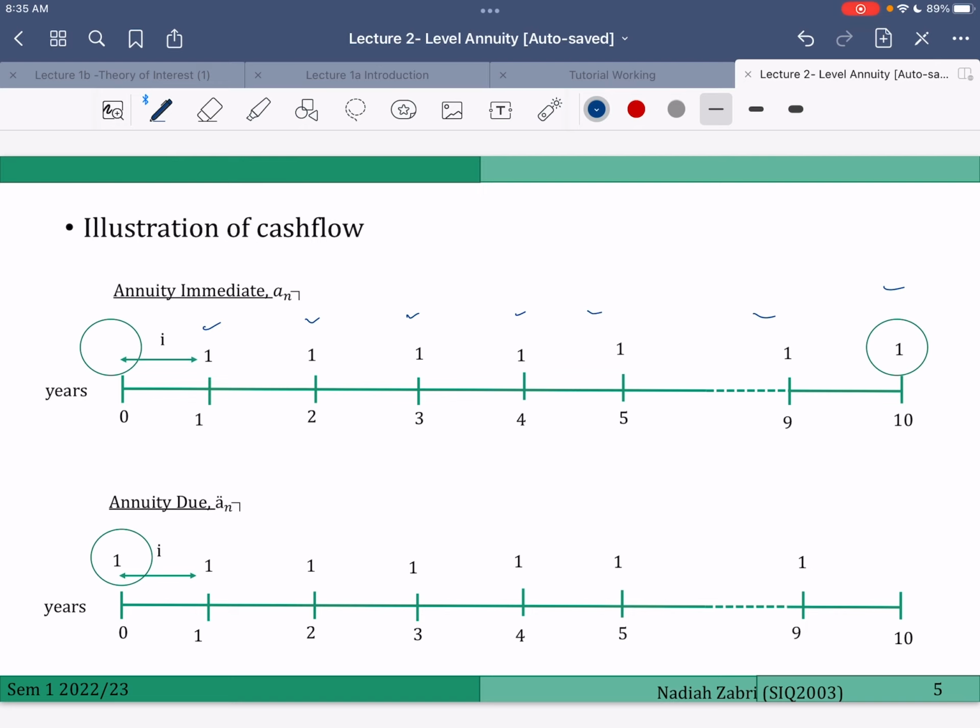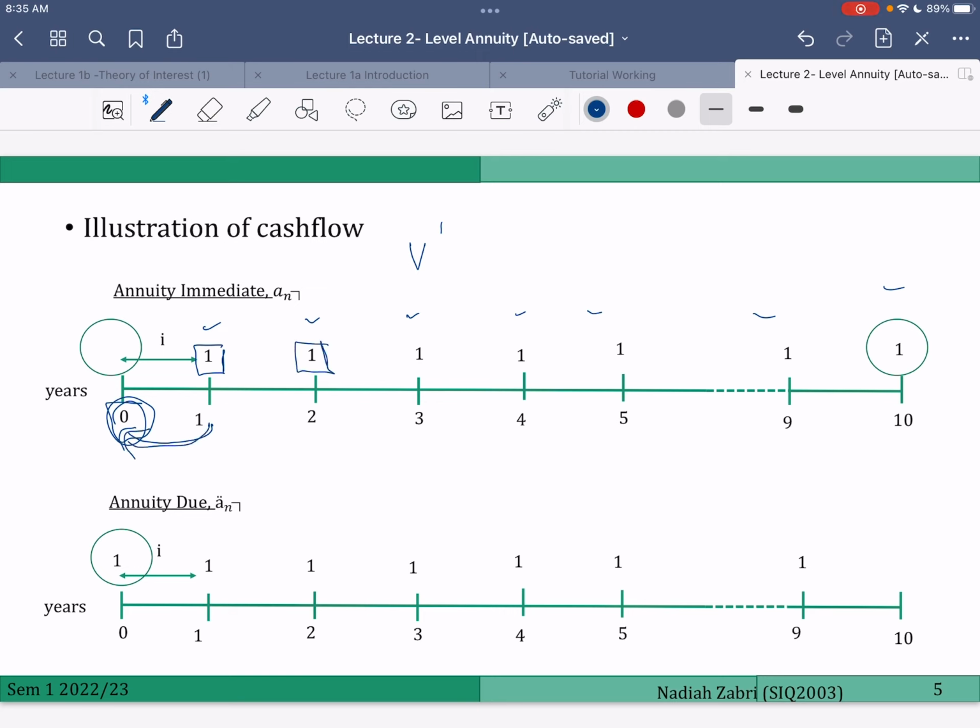Okay, what is the present value of the first payment? The present value of the first payment is 1 times you have to discount 1 year, so v to the power of 1. Since it's 1 times, you don't need to write that 1 times. So the first payment, the present value at time 0, is going to be v to the power of 1, because you need to discount it 1 year. What about the second payment?